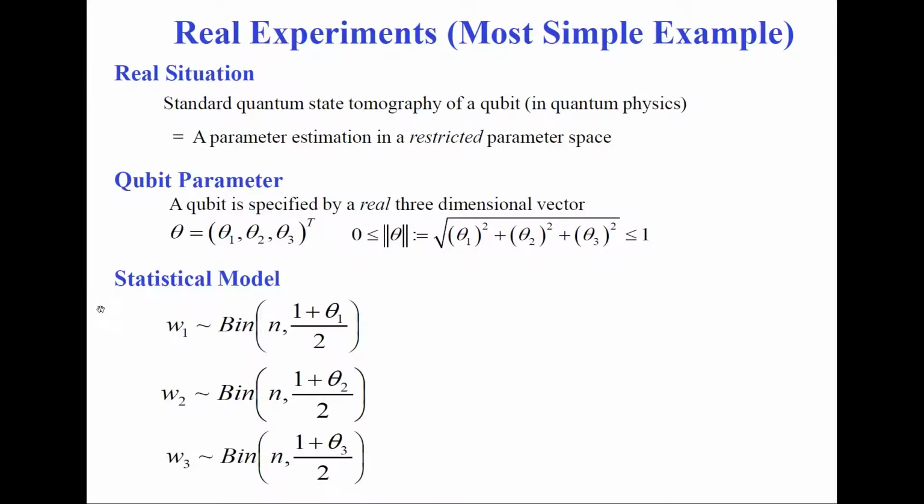And the statistical model is given by the following three binomial variables. Each W is distributed according to a binomial distribution. So we observe W1, W2, W3, and then we estimate theta 1, theta 2, theta 3. This is the simplest situation.